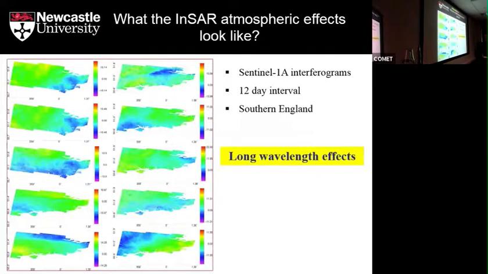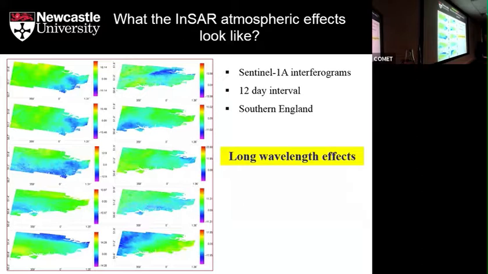Because we use precise orbits, there should be no orbital errors. This is all long wavelength effects. This is one of the typical atmospheric delays on your interferogram. It typically appears only on large interferograms in large areas, and the magnitude can be very huge. It can reach up to 20 centimeters on the interferogram, a lot of fringes on your wrapped interferogram.